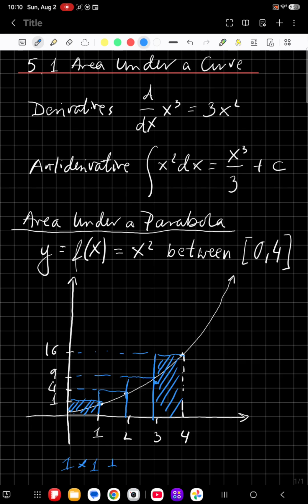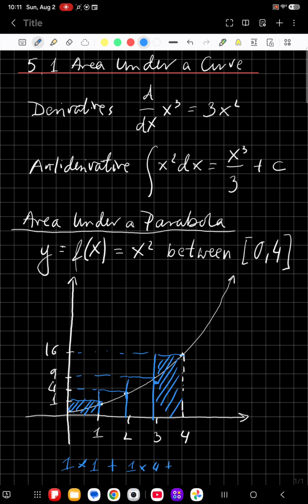Okay, then we have the second rectangle. That base or that width is still 1. Didn't change. So it's going to be 1. At this time, the height is 4. I'm talking about this rectangle, and the height, see, it's 4. So it's going to be 1 times 4.